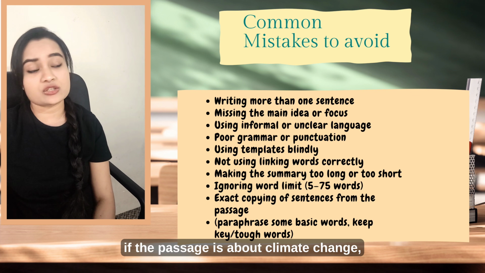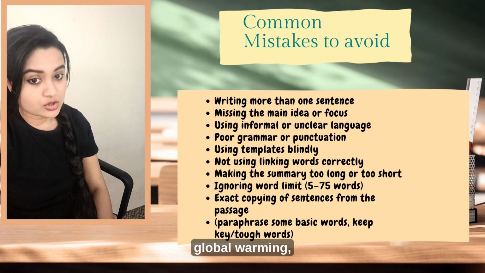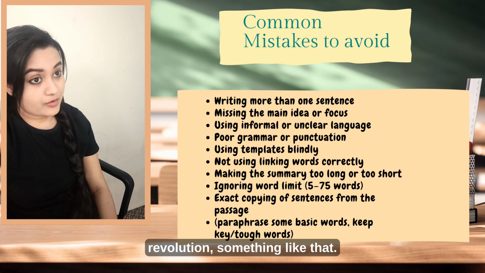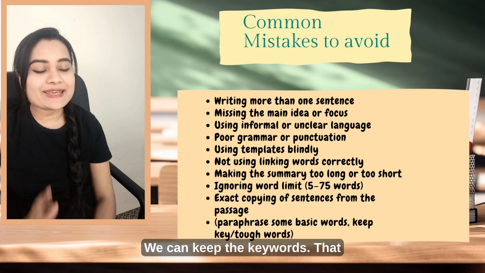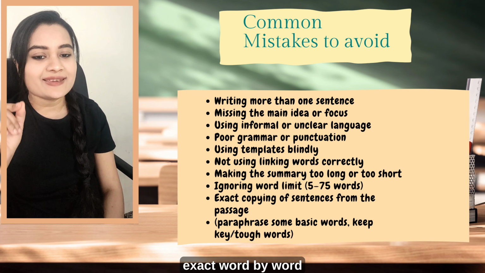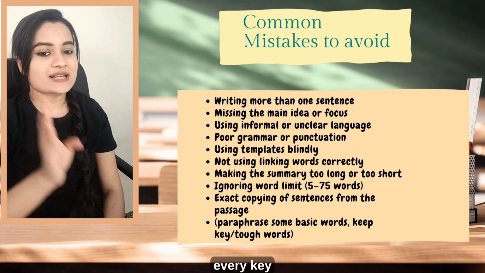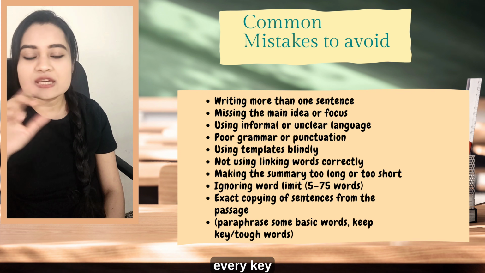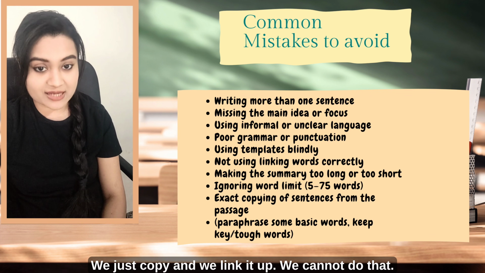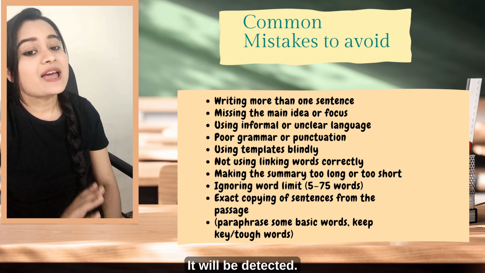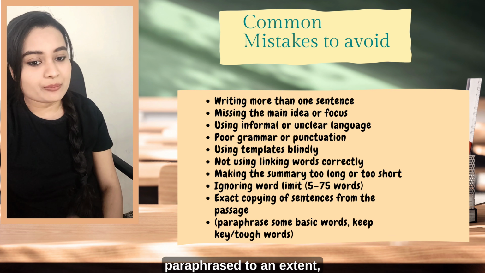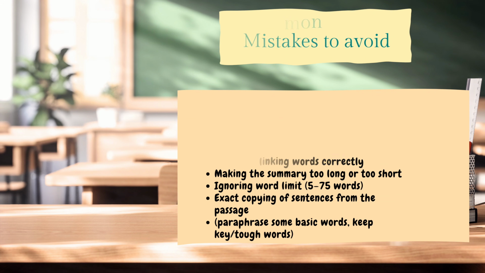For example, if the passage is about climate change, global warming, artificial intelligence, revolution, something like that, we can keep the keywords, but we cannot copy exact word by word every key sentence that we think is important. We just copy and we link it up. We cannot do that. It will be detected and we will be marked down. So it has to be paraphrased to an extent.